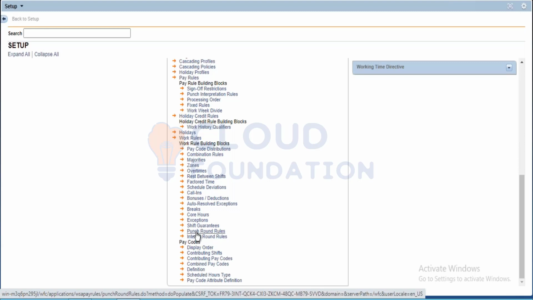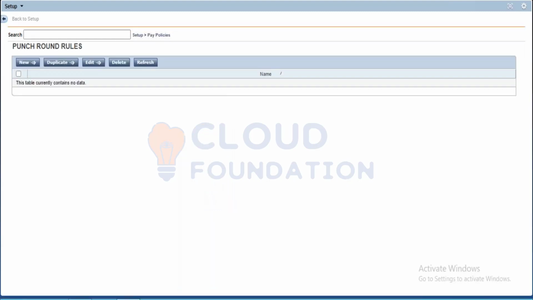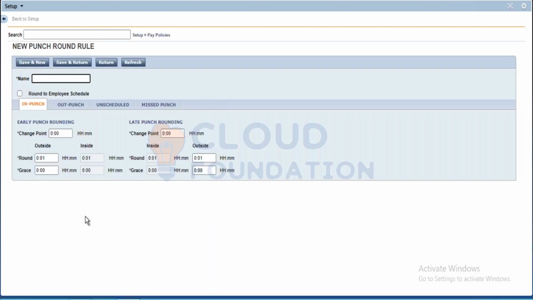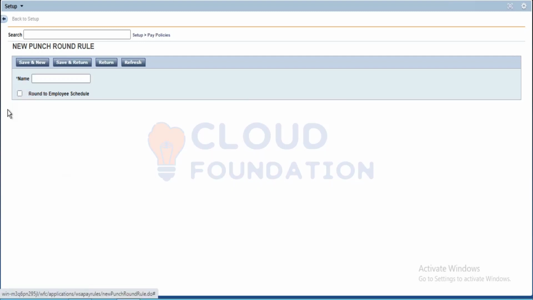I'll first set up a punch round rule, and then I will set up an interval round rule. So here we have in punch, out punch, unscheduled, and missed punch. The system is asking you to tell how to determine each. For in punch you can use nearest, for out punch you can use previous. It can be anything. You also choose how to determine an unscheduled punch and a missed punch.